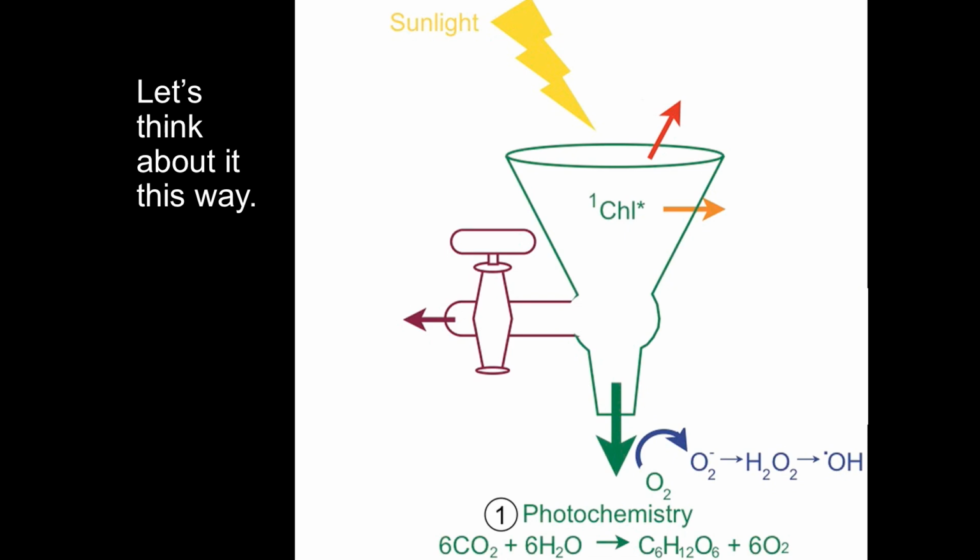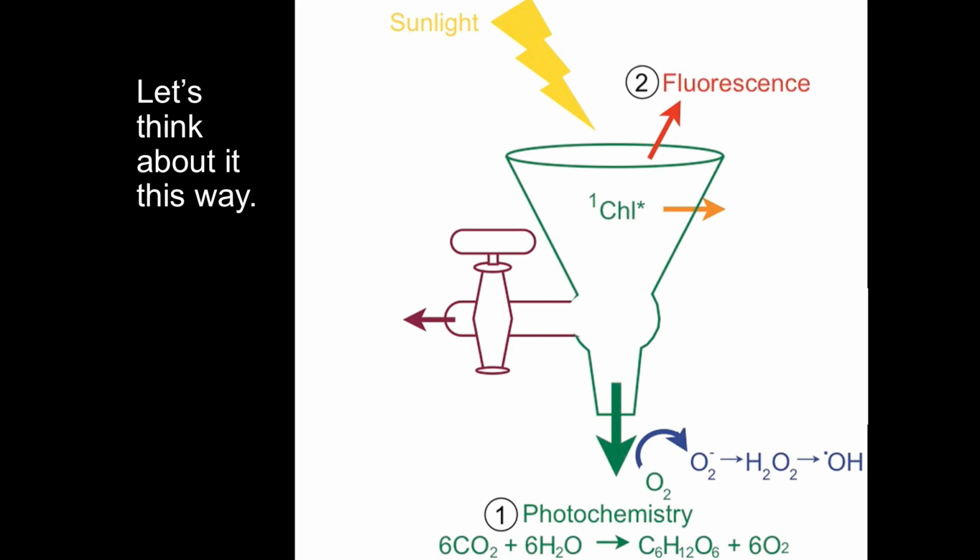I like to think about all the different fates of a photon coming from the sun using this funnel here. So if a photon is traveling from the sun and reaches the chlorophyll, it has 4 fates. The first, at the bottom there, is photochemistry, where the plant is able to use that light energy to create biomass and sugars and carbohydrates.